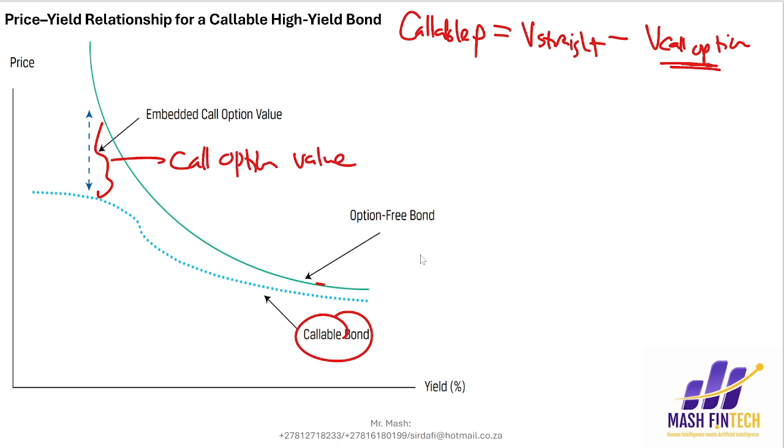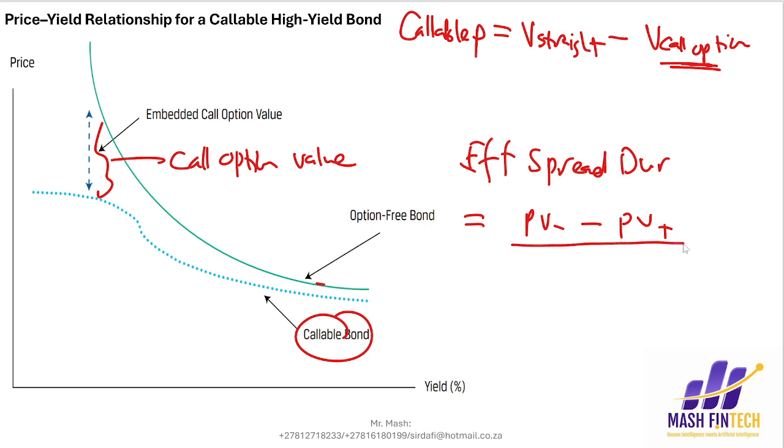For this type of callable bond, you can calculate the effective spread duration. The formula is very similar to the one that we calculated for the effective duration. This is again the value resulting from a negative price movement and the value resulting from a positive price movement, divided by 2 times the change in spread times the original value. So the change in spread replaces the change in curve.